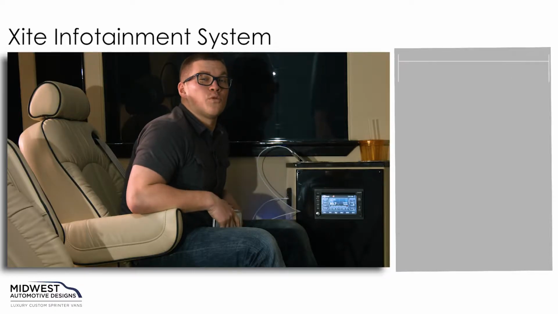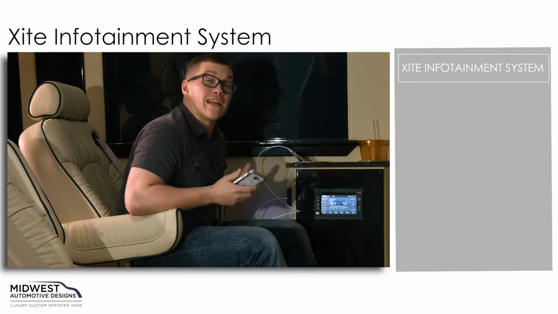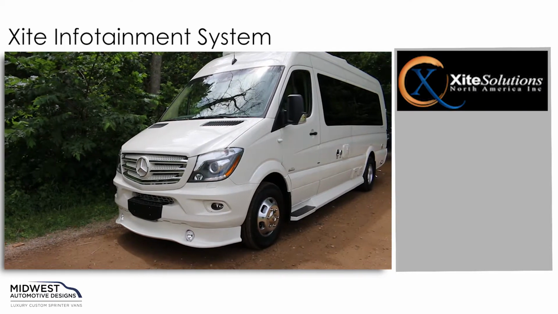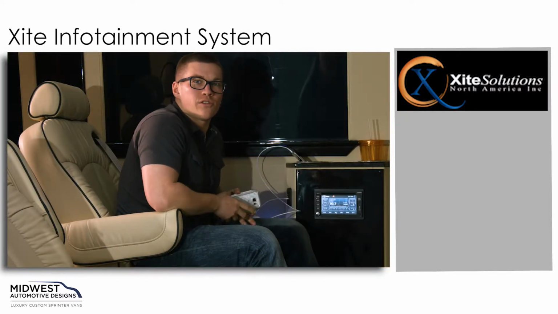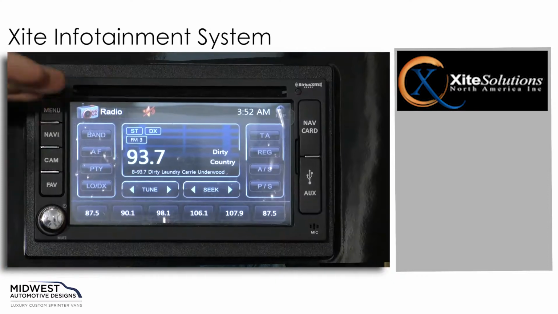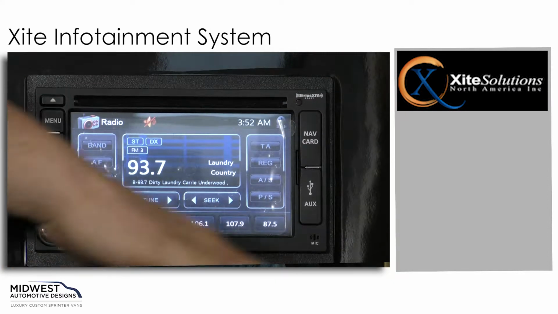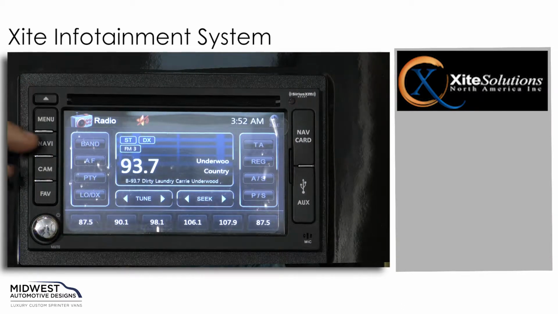We're here to take you through our Xite Infotainment System. You'll find these usually on your Midwest day cruisers. You'll find them in the rear of the coach, usually at the two captain's chairs or however your day cruiser is laid out. If we look here, this is our Xite Infotainment System with a touch screen.